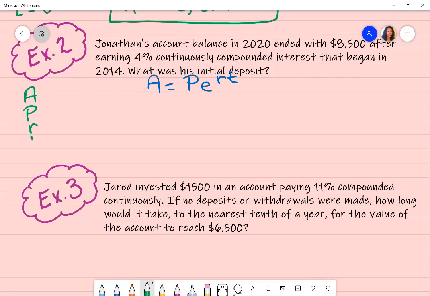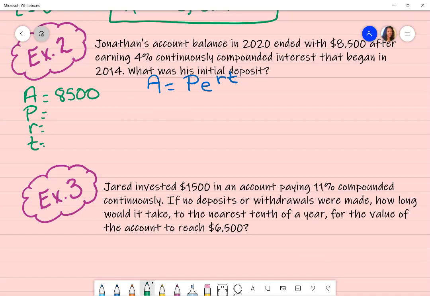So, PERT, and let's read through it again. What jumps out? It ended at 8,500. A few minutes ago, I said it started means it's P. Well, if it ended, that means that's your A. And sometimes you'll see it as A of T. It means the same thing. So if you see it written as A of T, it means it's your A. So I'm going to put 8,500 here and keep reading.